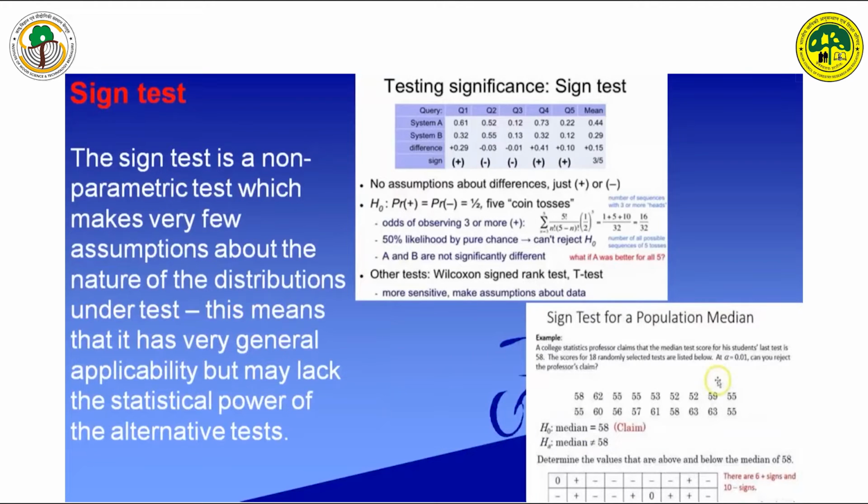And next is the sign test. The sign test plays a role where you have a positive sign and a negative sign. There is no assumption about the differences; hypothetically you can put it like coin tossing and other examples, the odds of observing so much, and the likelihood of pure chance. These are all probabilistic in nature. There is no assumption about the nature of the distributions under test. This means that it has general applicability, but may lack the statistical power of alternative tests.